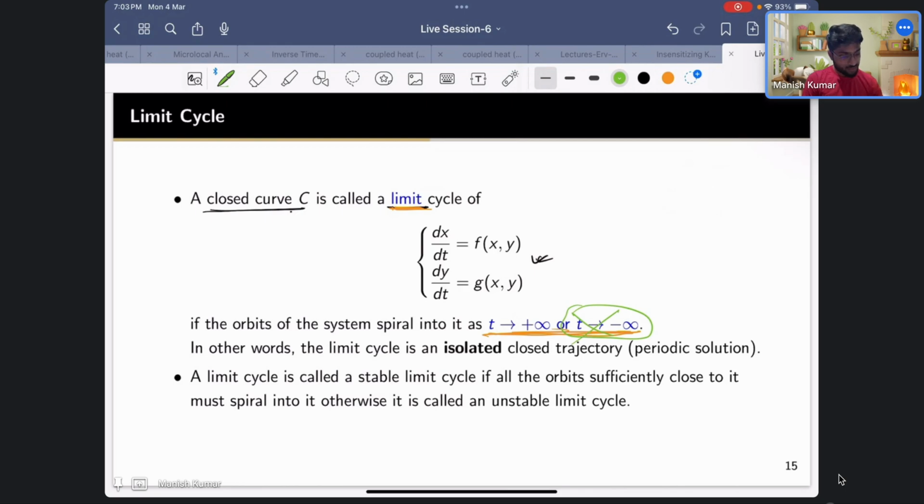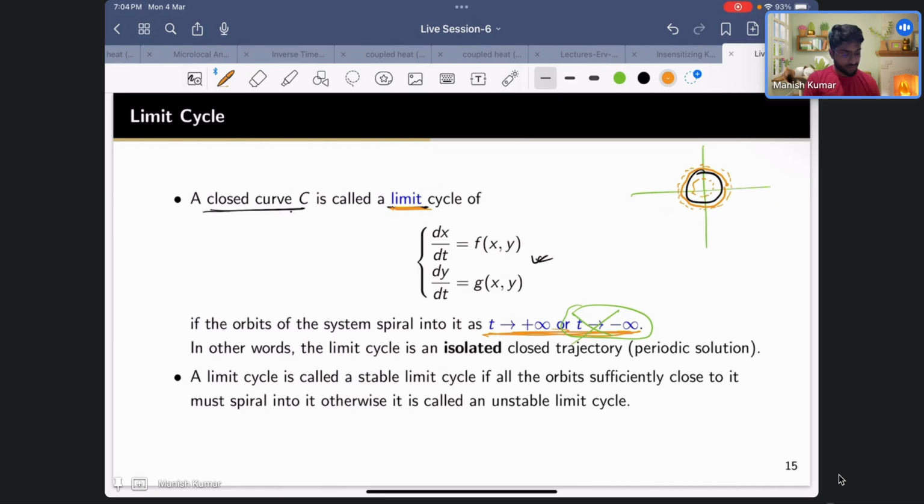Okay, so pictorially, if you have this closed orbit, there should exist a neighborhood. It's similar to what we have said about the stable equilibrium point. So if you have this neighborhood, then if you start with any solution here, it will spiral around this black curve. There should exist a neighborhood such that whatever point you choose as the initial data, it will spiral around this black curve.